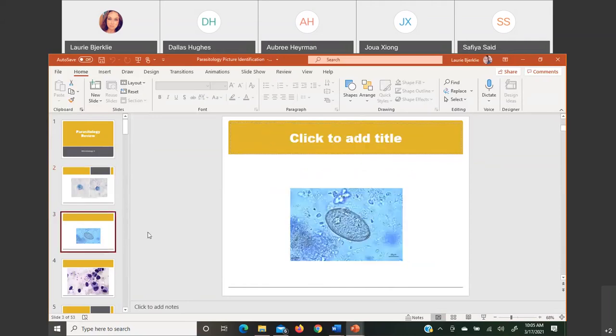Okay, this one. This one's tougher for people. It's actually going to be one of two things. Yep, now you guys are getting it. So you can call it Fasciolopsis buski or Fasciola hepatica. They look identical. So it could be either one. They do look identical.